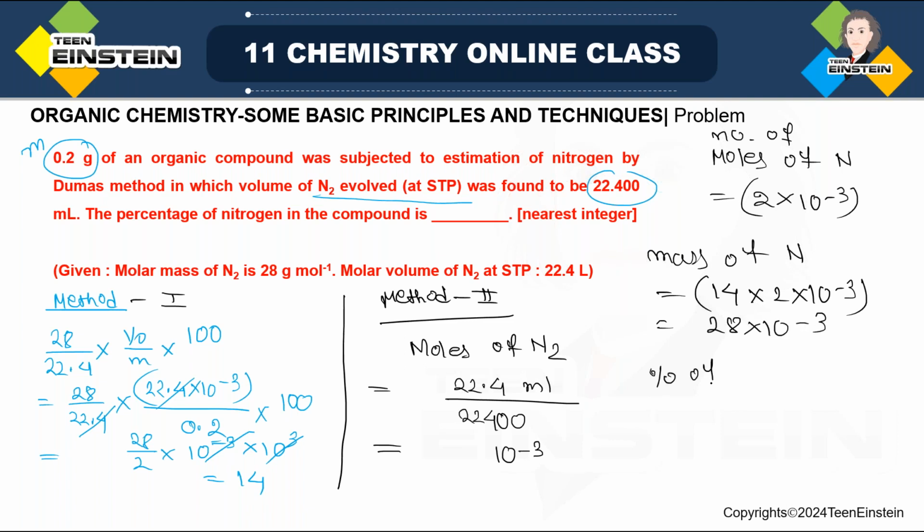Finally, percentage of nitrogen. That means mass of nitrogen, which is this value, divided by the organic compound's mass, which is 0.2, times 100. So again you will see, you will get 14%. So whatever way you follow, you will always get the same answer. But the first one directly uses the formula, whereas method 2 is stepwise and logical. Whatever information is given, we are utilizing that, and we are getting the final result, 14.